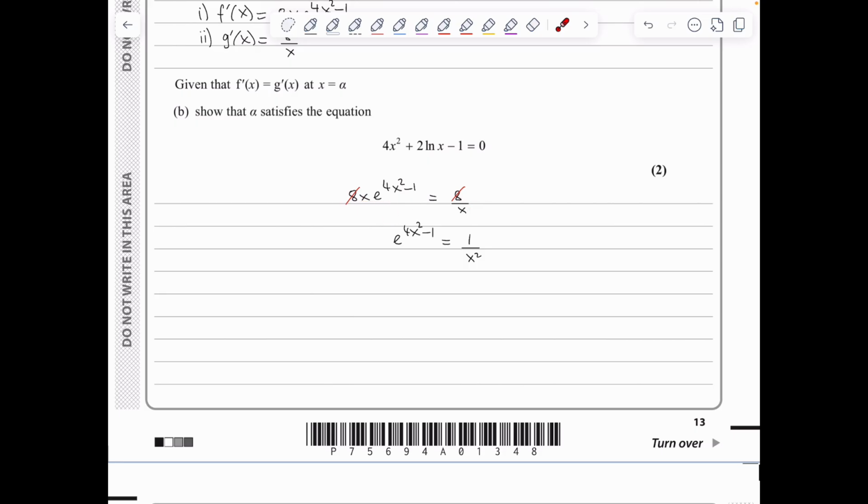So I will proceed by writing 1 over x squared as x to the negative 2, and I will take ln of both sides, taking me to 4x squared minus 1 being equal to ln of x to the negative 2. Now obviously the negative 2 being a power here can come down, so we've got 4x squared minus 1 is equal to minus 2 ln x, and I can collect everything on the left hand side to arrive at 4x squared plus 2 ln x minus 1 is 0 as required.